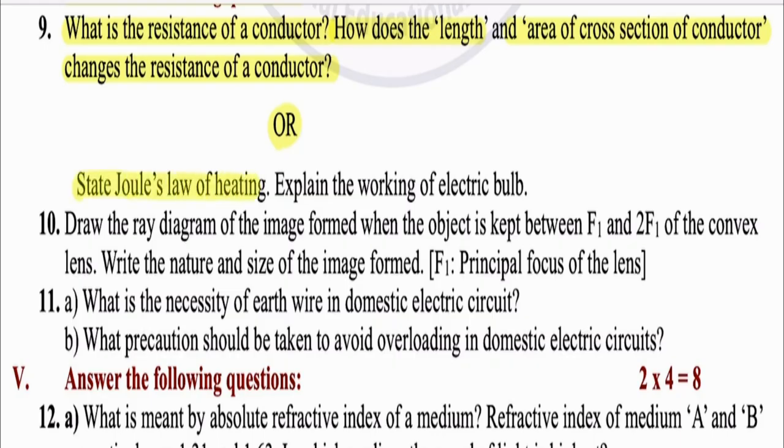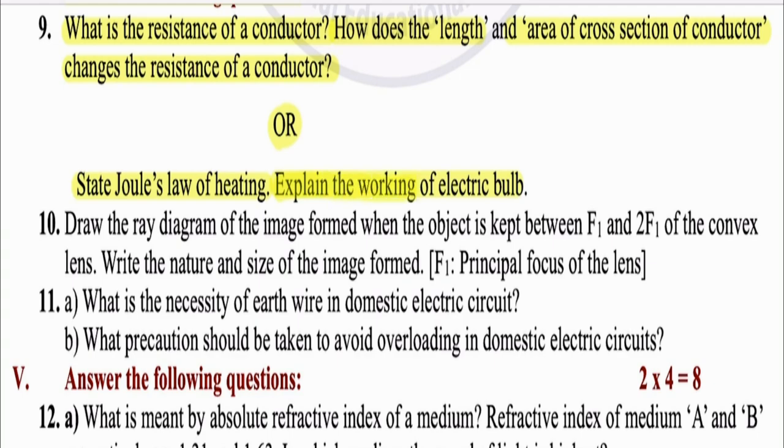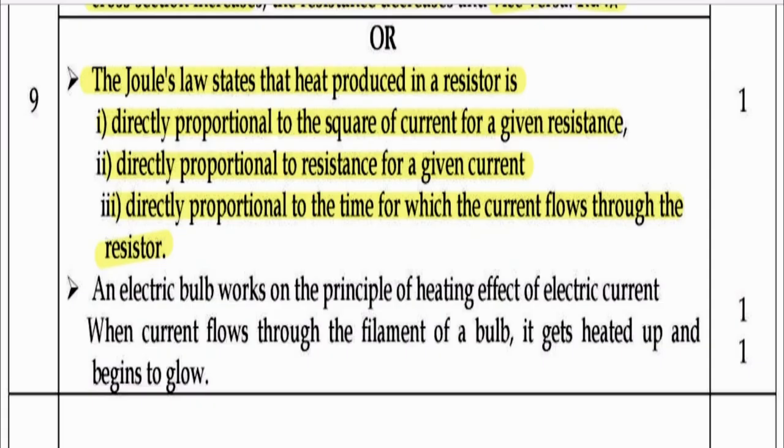State Joule's law of heating. Explain the working of an electric bulb. Joule's law states that the heat produced in a resistor is directly proportional to the square of current for a given resistance and directly proportional to the time for which the current flows through the resistor. This is the question: explain the working of an electric bulb. An electric bulb works on the principle of heating effect of electric current. When current flows through the filament of a bulb, it gets heated up and begins to glow.